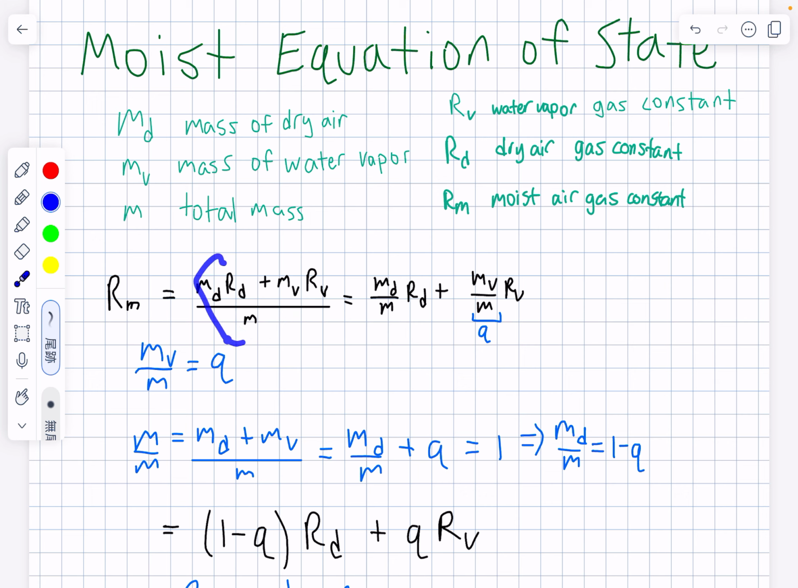And splitting up the terms by dividing out m for both addition terms, we come up with md over m Rd plus mv over m Rv. And we can define mv over m, the water vapor mixing ratio, as q. And we can also show that the dry air mixing ratio, md over m, is equal to 1 minus q, or 1 minus mv over m.